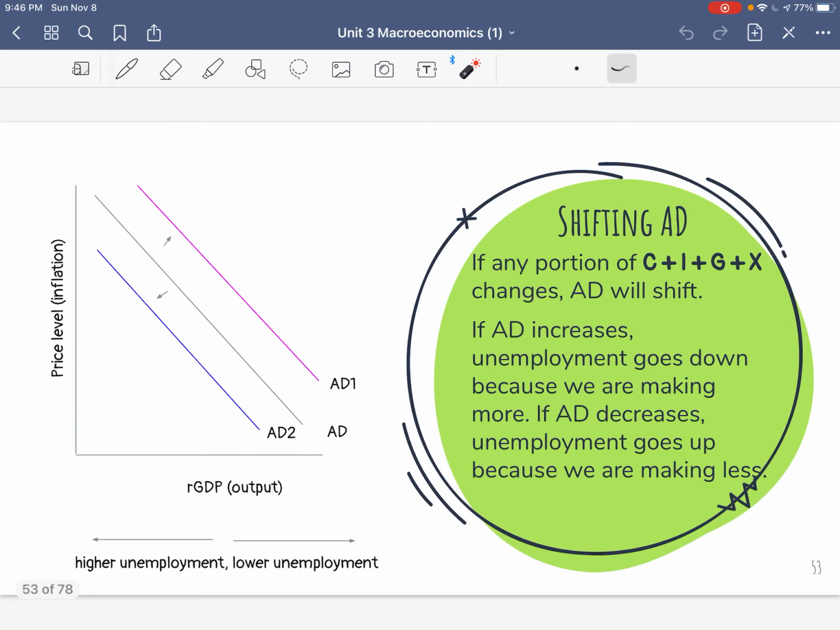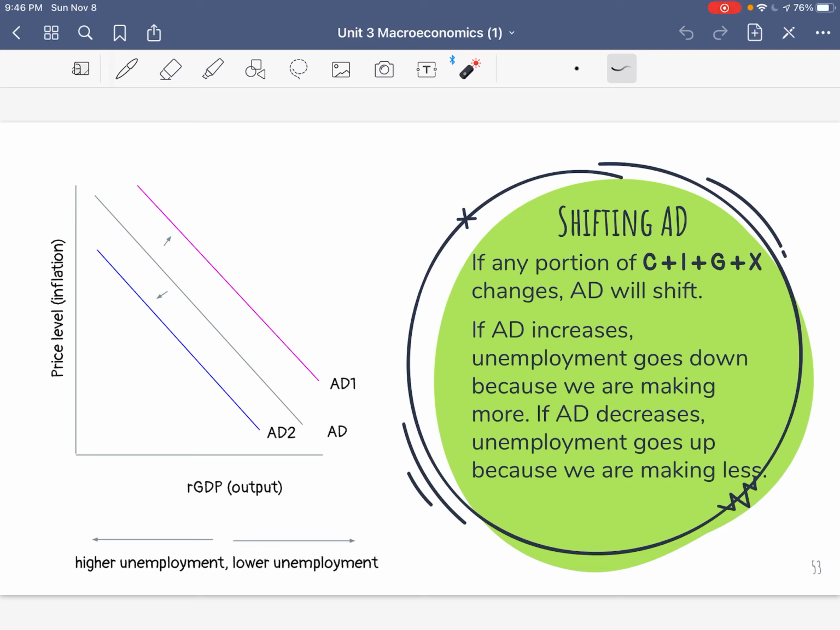So here's an example of it. So here is the regular AD curve, and if it decreases, it goes to the left. Left is less, and we would label it AD2. If it increases, it goes to the right, AD1, okay? But our X and Y axis are different on this graph. Before it was price over here and quantity over here.